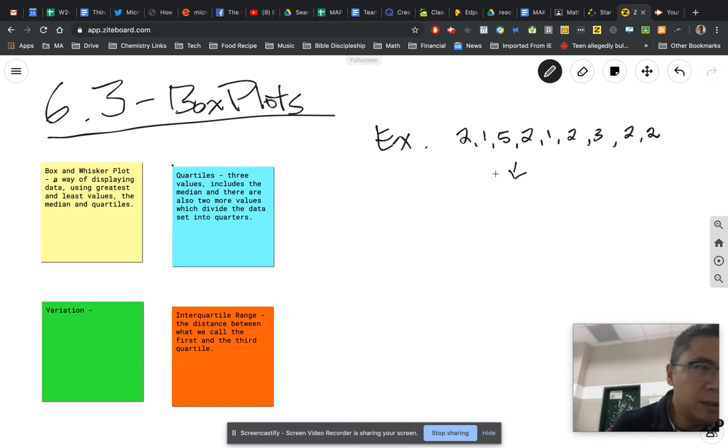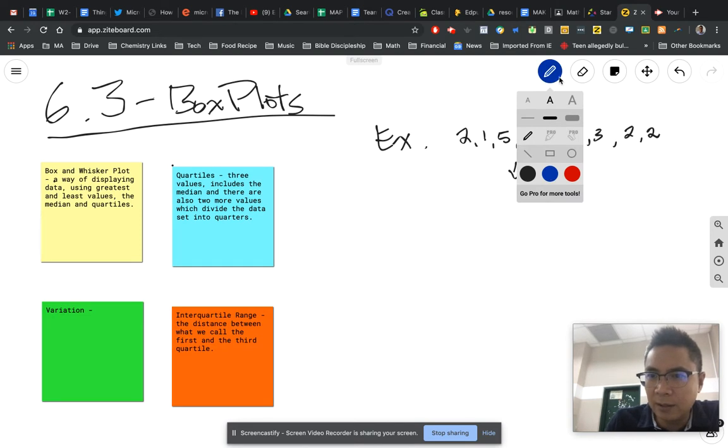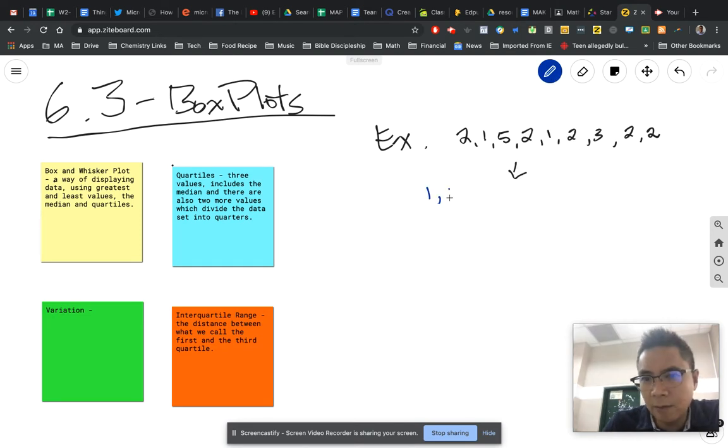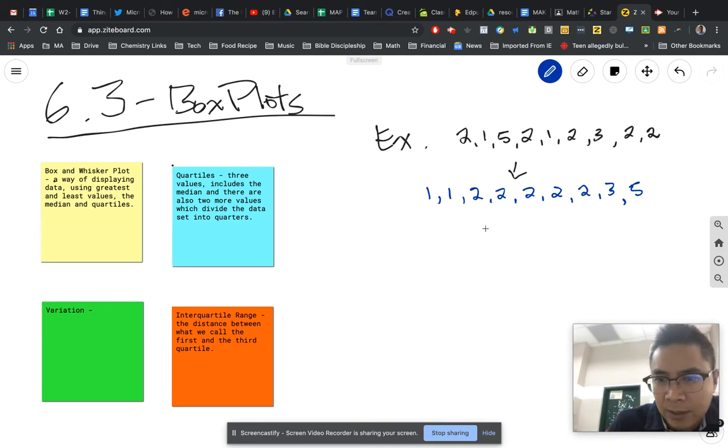Because you have to calculate a median when you do a box and whisker plot, the first thing we've got to do is reorder the numbers from least to greatest. So we go 1, 1, and 2, 2, 2, 2. Is that all the 2s? No, there's five 2s. And then there's a 3, and then there's a 5. So I think that is all the data reorganized. The first thing you want to do is determine the median. Since there are 9 values, number 2 here is my median.